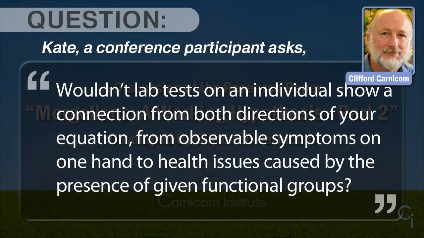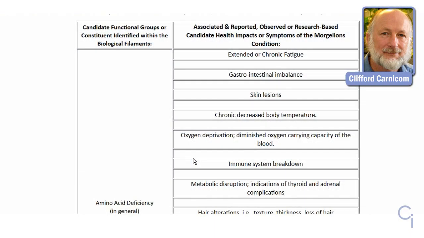Kate asks, wouldn't lab tests on an individual show a connection from both directions of your equation, from observable symptoms on one hand to health issues caused by the presence of given functional groups? Well, yeah, that's what can I do here but act as basically a spur to that which I know needs to be done, right? And all of us. And how is that done, right? That's, in my life, it's done by forcing the issue when you know something needs attention. And that's the obvious issue that's being forced here.